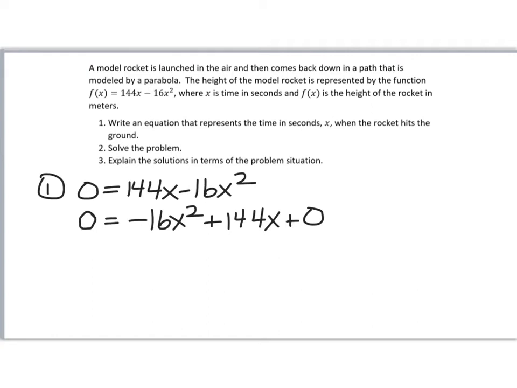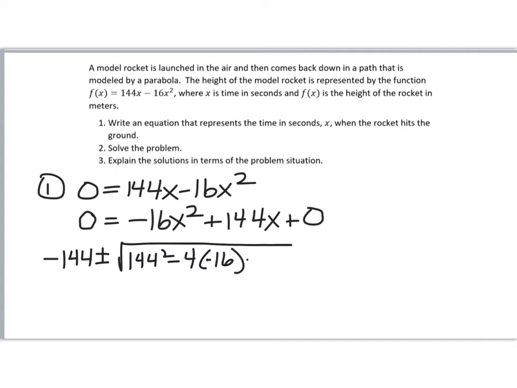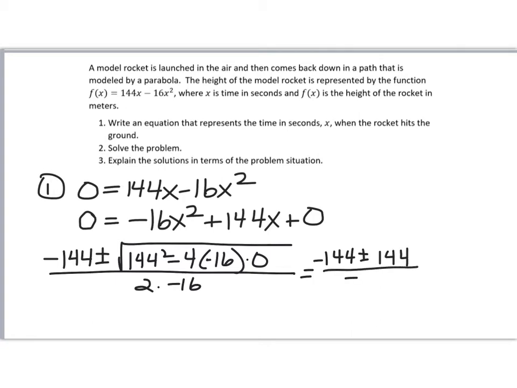There are a couple ways you can solve this. If I was not doing this video, I would probably solve it using the greatest common factor and pulling that out. But let's show you with the quadratic formula here. Okay, I have negative 144 plus or minus the square root of 144 squared minus 4 times negative 16 times 0, all over 2 times negative 16. That's going to give me negative 144 plus or minus 144 all over negative 32.